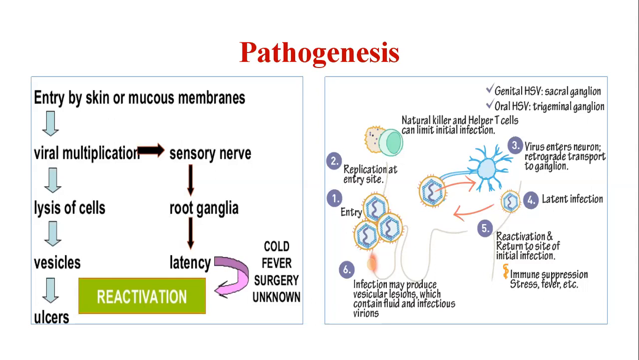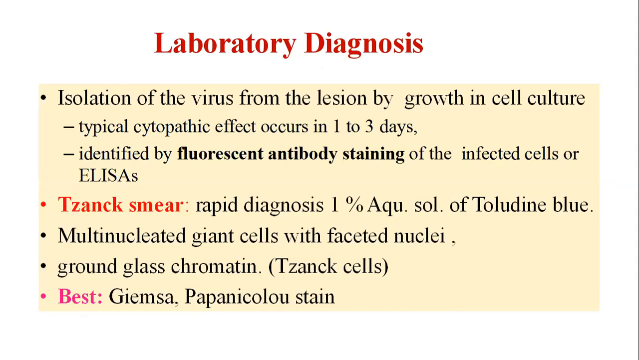Actually, these lesions are responsible for creating this ulcer. So this is all about the pathogenesis of this particular type of virus. Now, diagnosis of this particular type of virus. The first step is the smear. So you have to take either the serum, or else the spinal fluid.